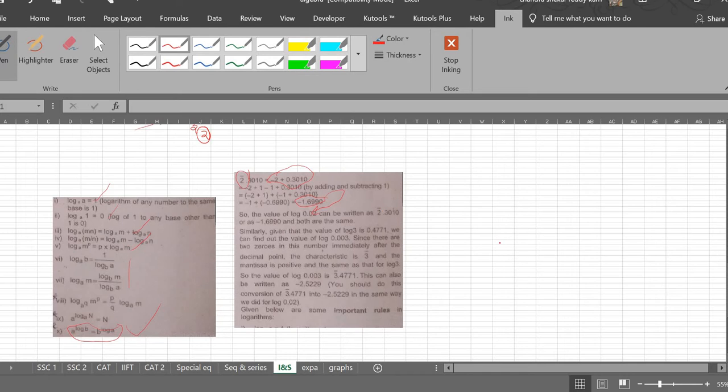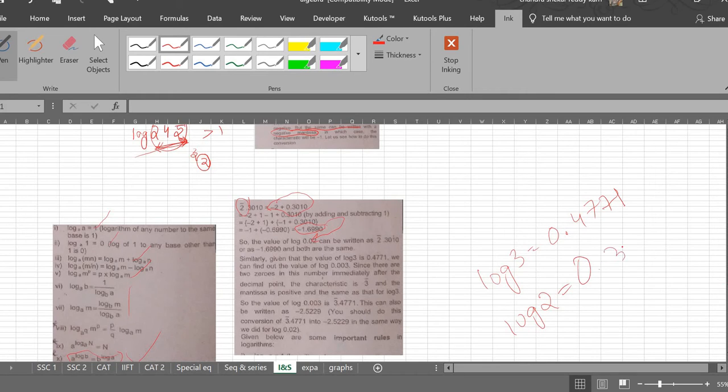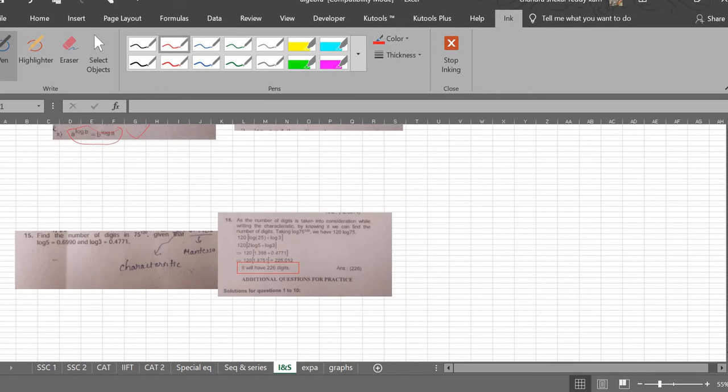What is log 2 and what is log 3? Log 3 is 0.4771, whereas log 2 is 0.301. So we have to find the number of digits in this. How do you do that? First of all, we have to take the log of this, and we will get 2 log 5 plus log 3, which is this, and from here we approximate it to 226, so 226 digits is the answer.